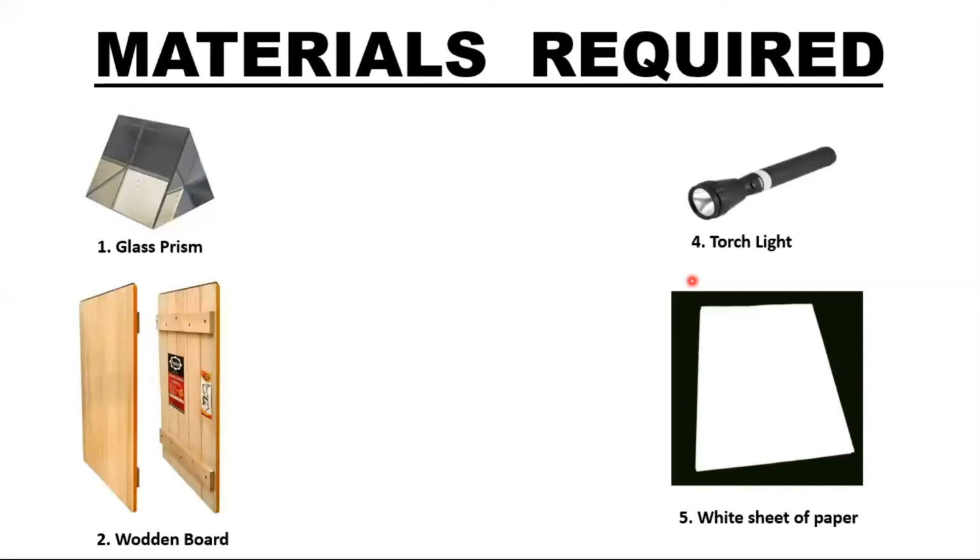These are the materials required. We will be using a glass prism, then a wooden board over which this glass prism will be kept, a white sheet, and then a white light source. In this case, we're using a torchlight. So these are the materials required.